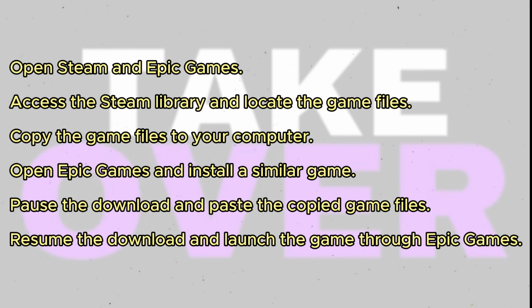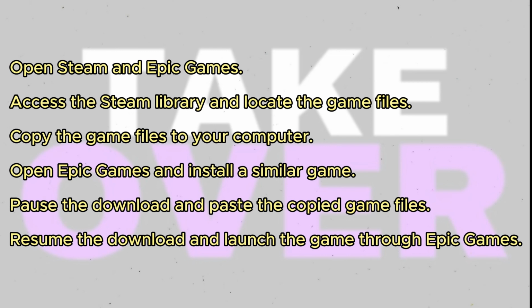Open Epic Games. Open the Epic Games launcher and navigate to your library. Install game on Epic Games. Find the game you want to transfer or a similar game in your Epic Games library. Click on Install and choose a folder location. Pause download. Pause the download after a small portion has been downloaded.